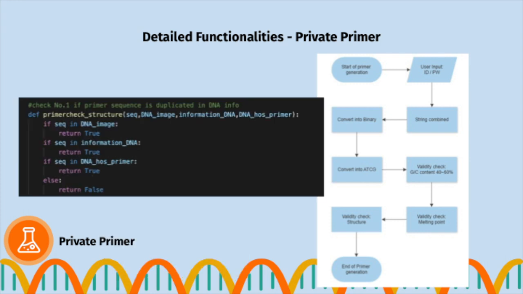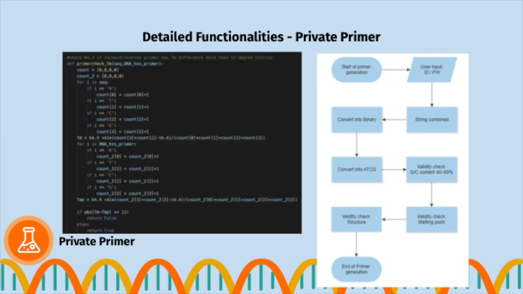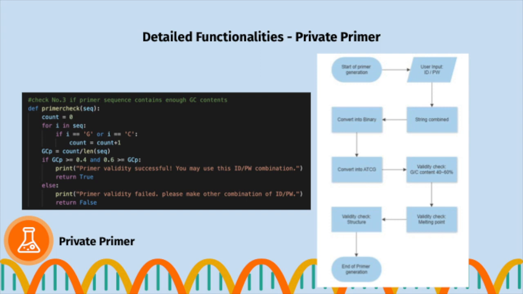And we have 3 testing functions that check if the raw primer sequence can actually function as a forward primer. The first function checks if the primer sequence accidentally has the same sequence as the other converted data, which can happen very rarely. The second function checks the melting point of the sequence and whether the melting point difference is more than 12 compared to that of the public primer. If so, it returns false, as having a 12 degrees Celsius difference of melting point will cause problems during the PCR. And finally, the third function checks if the GC component is between 40% to 60%.